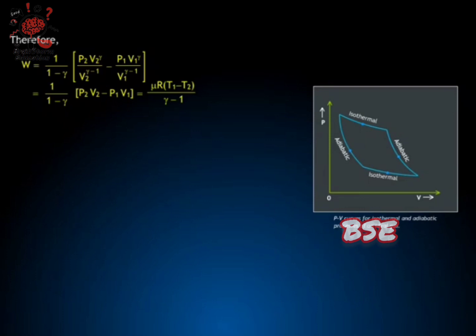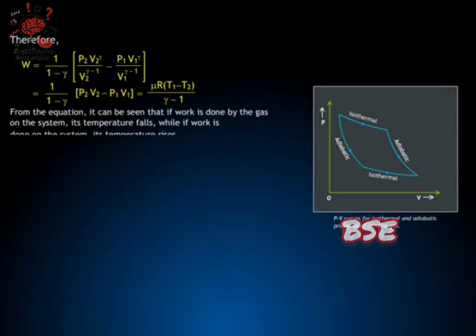W equals 1 by 1 minus gamma into P2 V2 gamma by V2 gamma minus 1 minus P1 V1 gamma by V1 gamma minus 1, which equals 1 by 1 minus gamma into P2 V2 minus P1 V1, which equals mu R into T1 minus T2 by gamma minus 1. From the equation, it can be seen that if work is done by the gas on the system, its temperature falls, while if work is done on the system, its temperature rises.